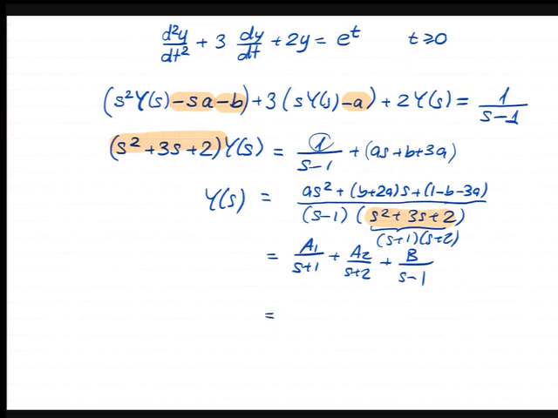Now if you go backwards and do the inverse Laplace transform, what is that? A1 e to the negative t plus A2 e to the negative 2t plus b times e to the t, right?